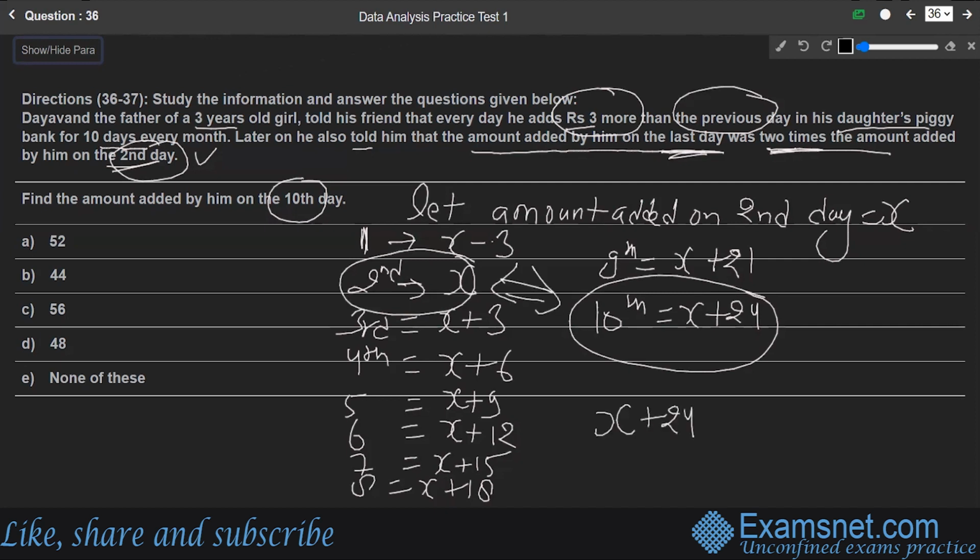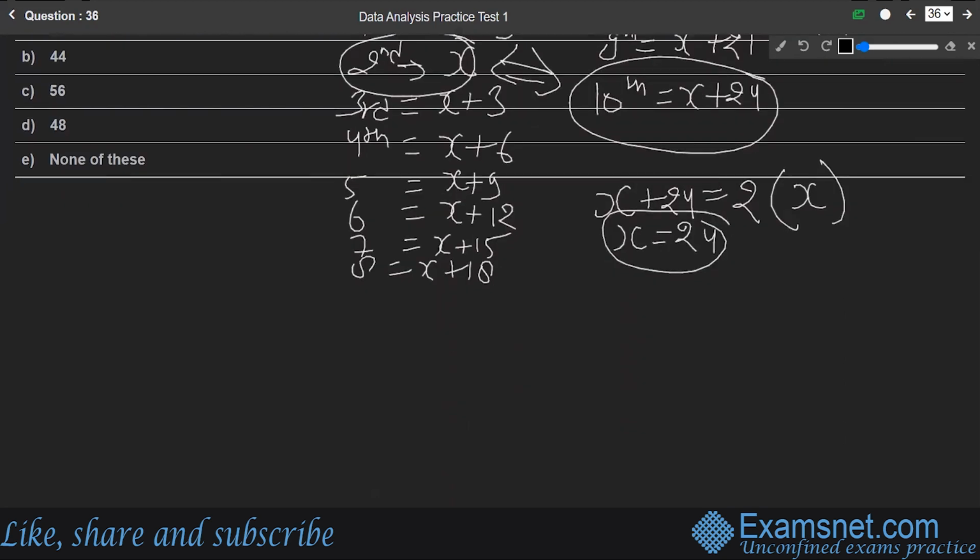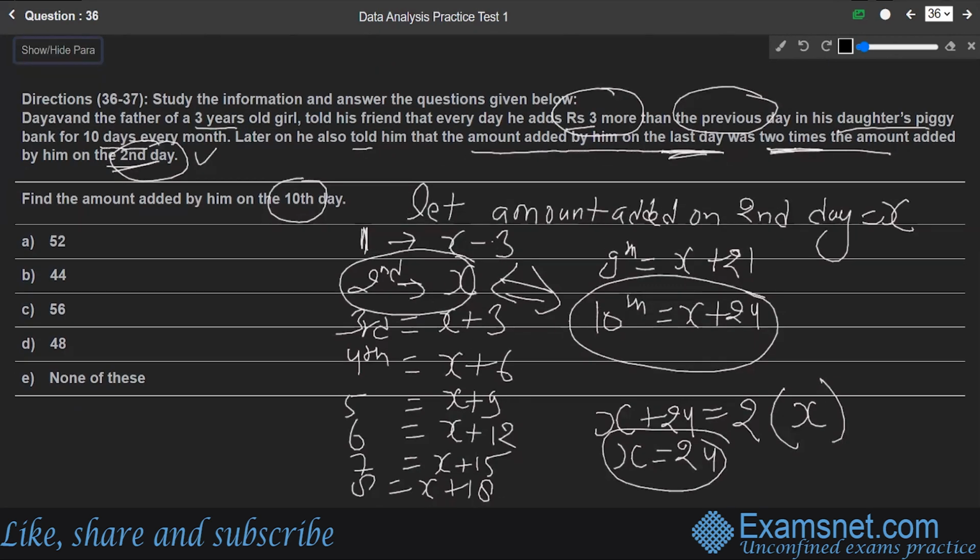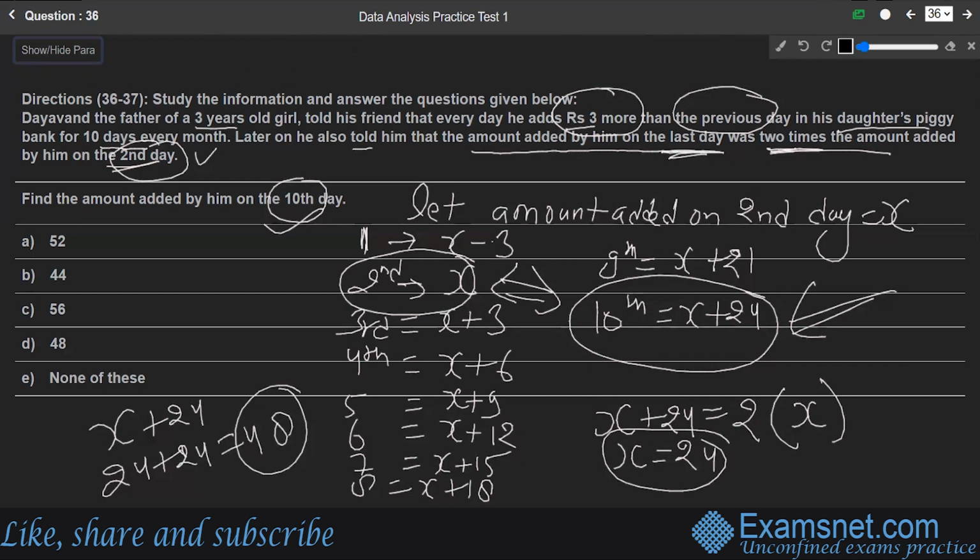x plus 24, the amount on the 10th day, is twice the amount on the second day that we have assumed as x. If we solve this equation, we are getting the x value as 24. Now what he wants us to calculate is the amount added on the 10th day. That is going to be x plus 24. Since the x value is 24 itself, it will be 24 plus 24, that is 48 rupees added on the last day, or on the 10th day. So that is the answer, option D.